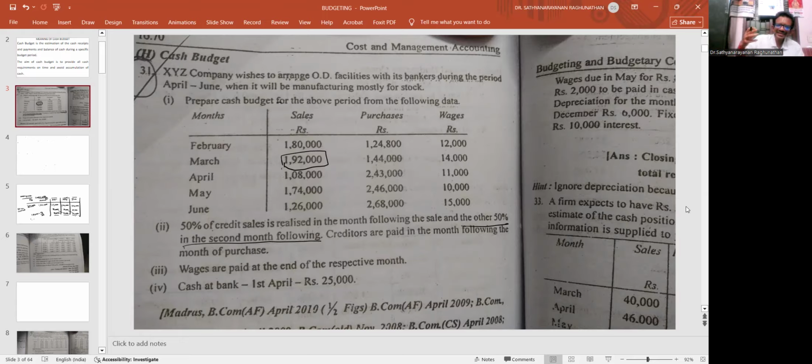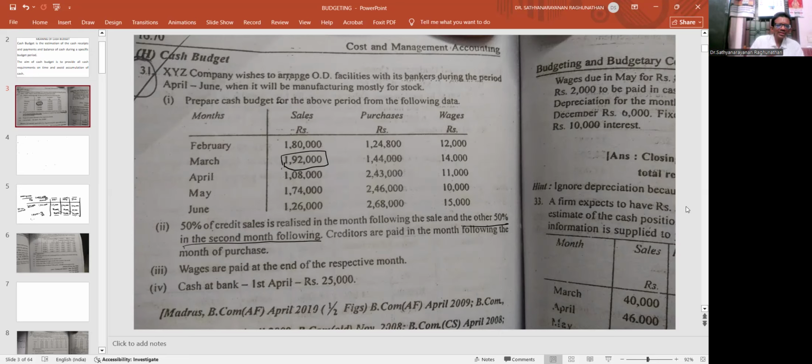If you are paying the rent to the landlord, that is a payment. If you are paying the dividend to the shareholders, that is a cash payment. If you are paying interest on loan to your bank, that also comes under the cash payment. If you are receiving interest on investment from the bank, that comes under the cash receipts.